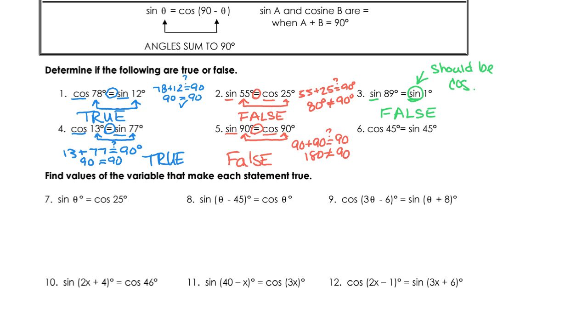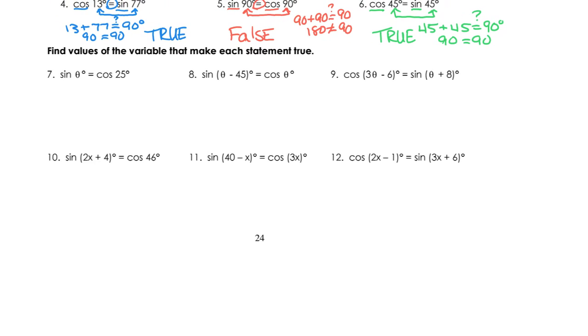Okay. Number 6. We have cosine and sine, so that's good. They will be equal to each other as long as their two angles add up to 90 degrees. And 45 plus 45 does equal 90. And so now we can go ahead and say that this one is true. All right, let's go ahead and take a look at number 7 through 12. It says find values of the variable that make each statement true. So now we have a little bit of solving in ours.